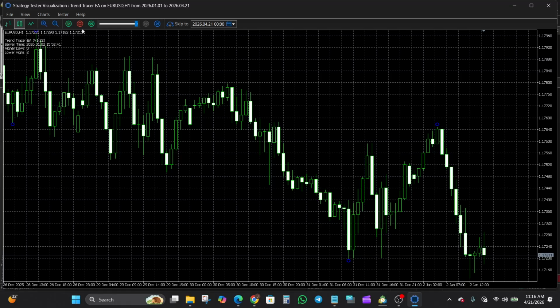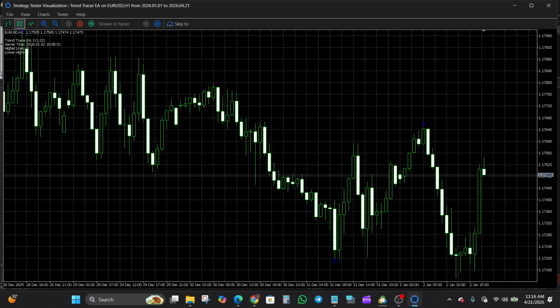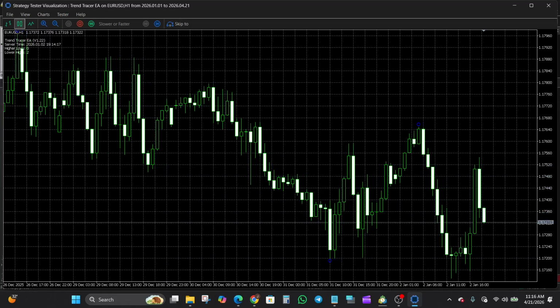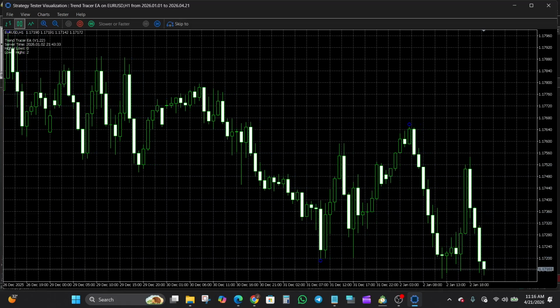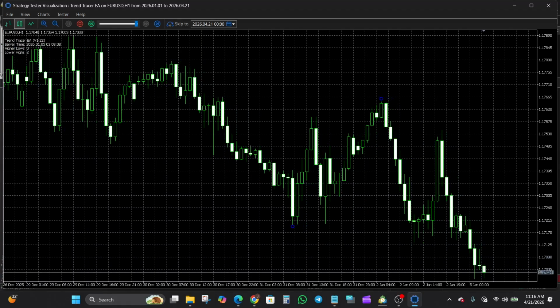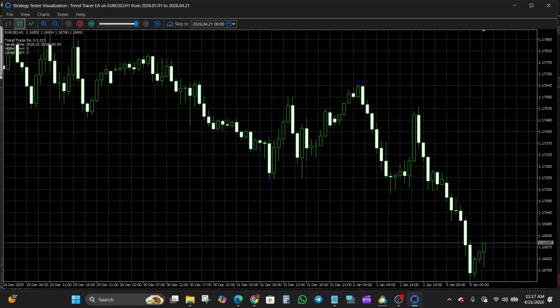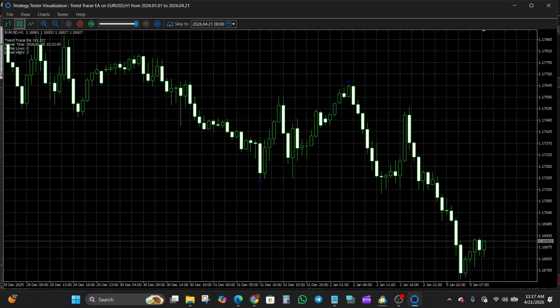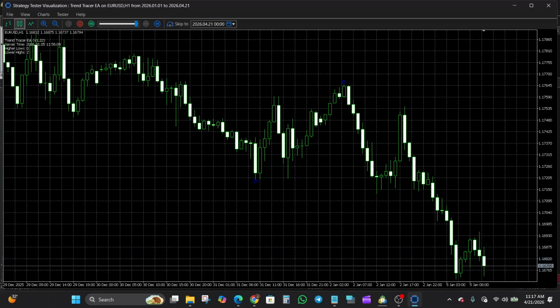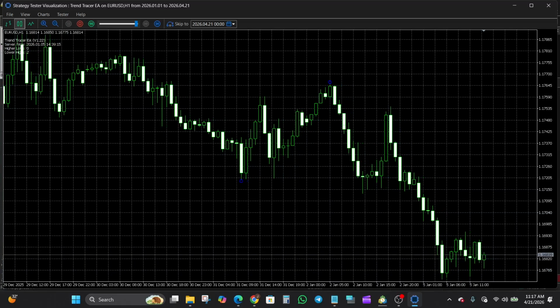So the entry logic here is based on breakout of confirmed market structure, validation that a new trend phase may be forming, and confirmation that price is not just ranging randomly. Okay, so this is not an early entry system. It's actually waiting for structure confirmation before executing trades.